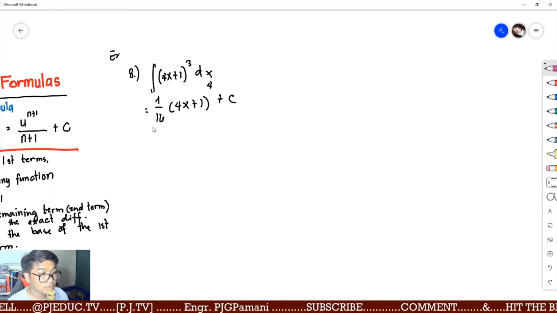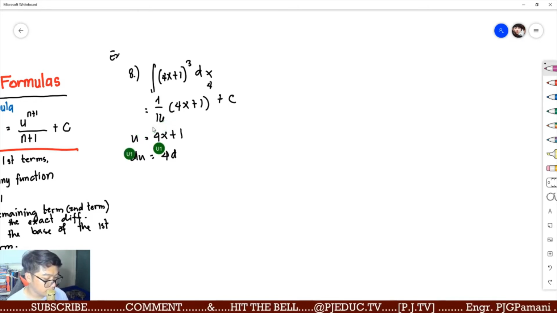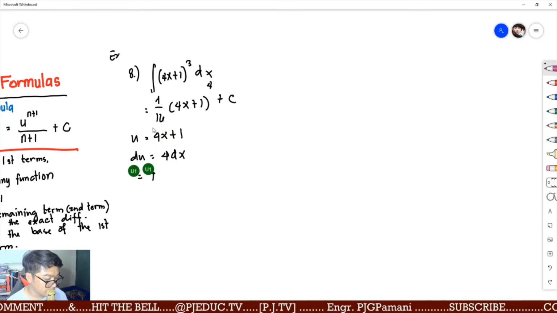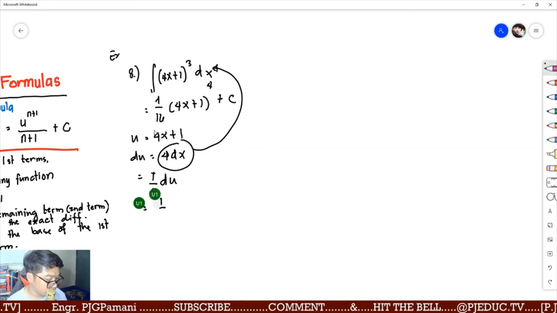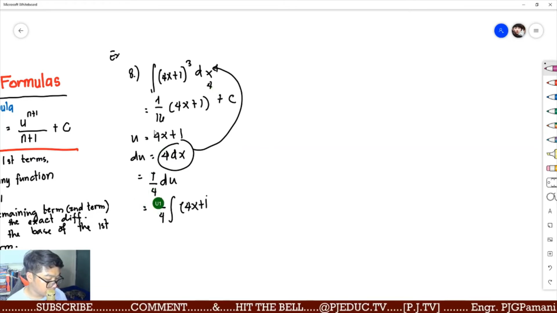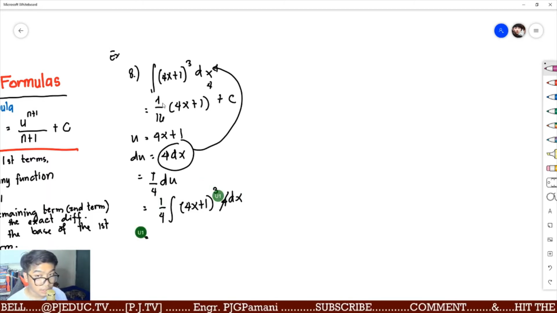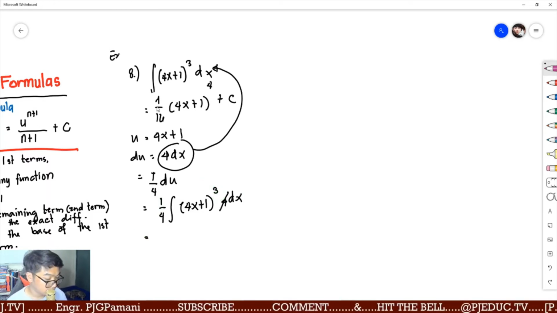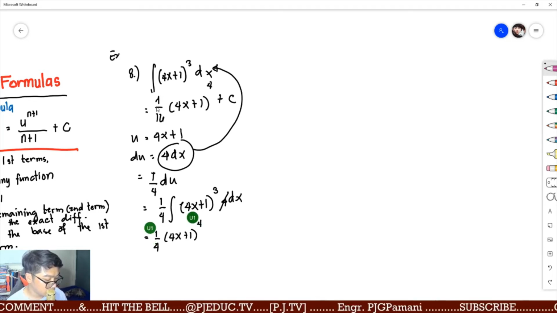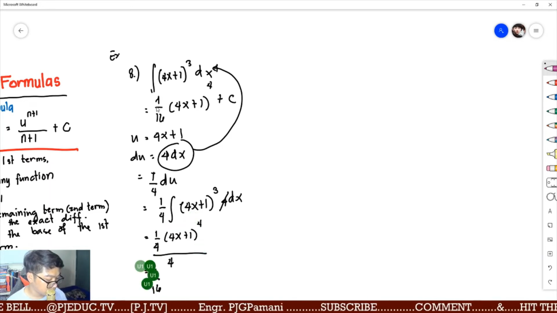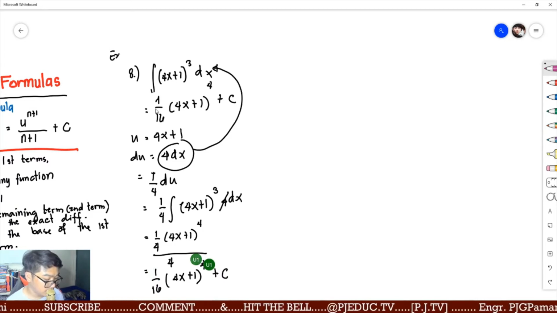One over 16. Ulitin natin. U is 4x plus 1, differentiate. That is 4 dx. Correcting factor 1/4 du. Then introduce natin yan. We'll have a constant of 1/4. Then 4x plus 1 raised to 3, 4 dx. Cancel na yan. Di na natin kailangan yan. Magiging 1 na lang kasi yan. Then 1/4 times 4x plus 1 raised to the 4 over 4. Or that is 1/16 times 4x plus 1 raised to the 4th power plus c.